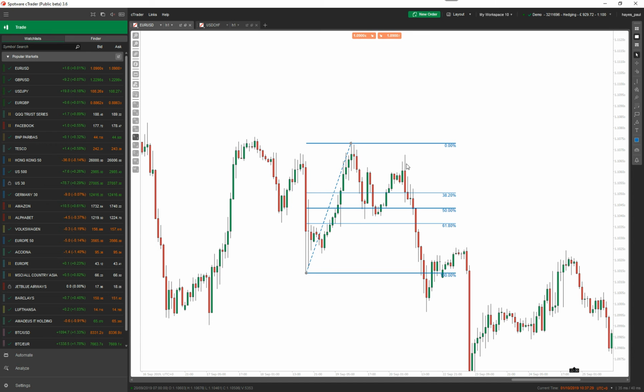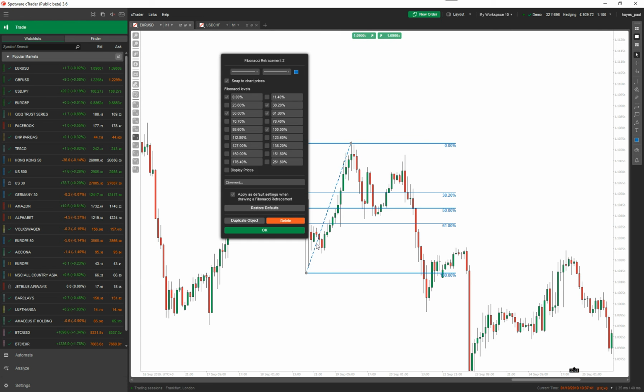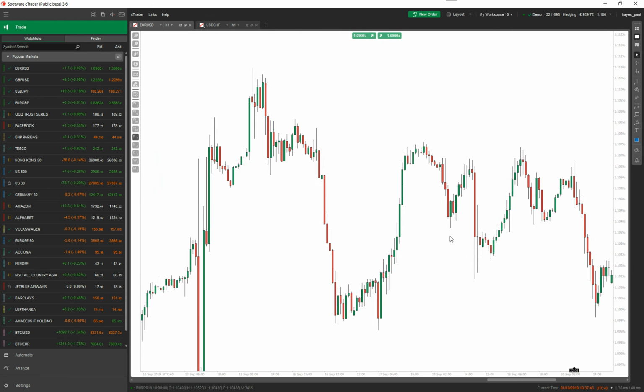Okay, so the whole idea about it is that's how you use it. If you want it for a bearish retracement, you start from the lowest low and go to the highest high. For a bullish retracement, you go from the highest high to the lowest low. I'll just give you one more example. Again, I'll go back over here.